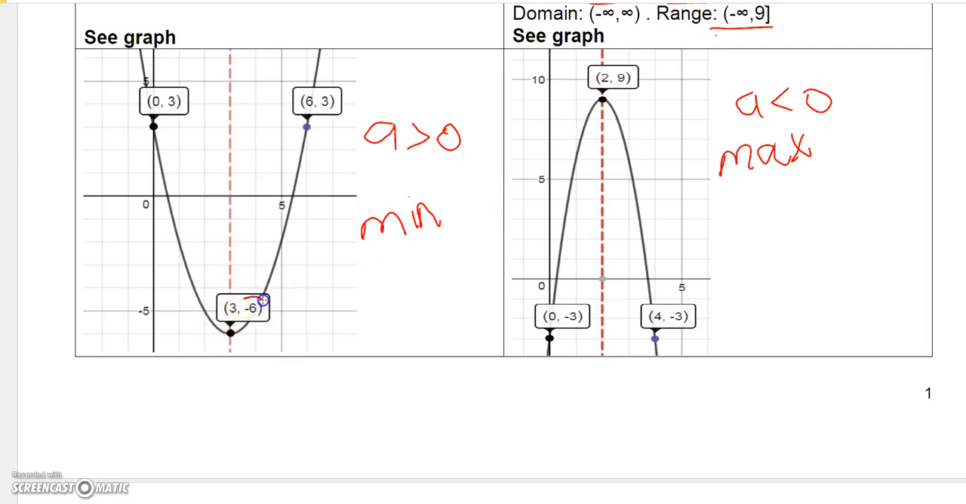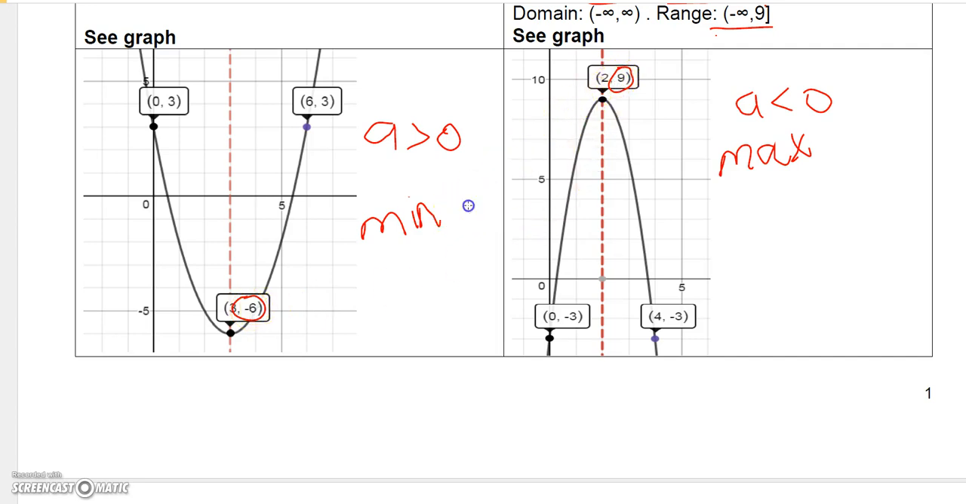Since minimum and maximum are talking about the height, the minimum would be the y value of the vertex, not the x value. The x value is just where it occurs. So the minimum for this function would be negative 6, and then the maximum for this function would be positive 9. So again, the minimum here is negative 6, the maximum is positive 9.